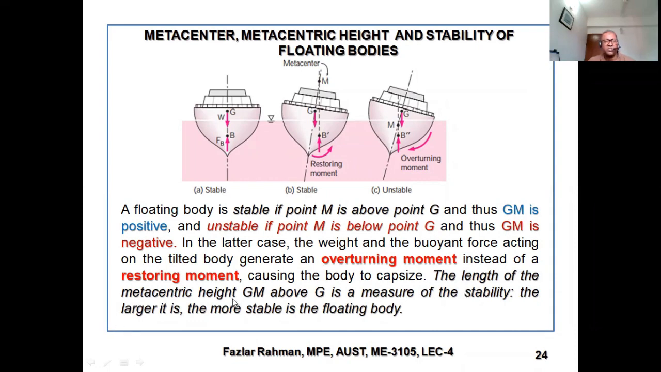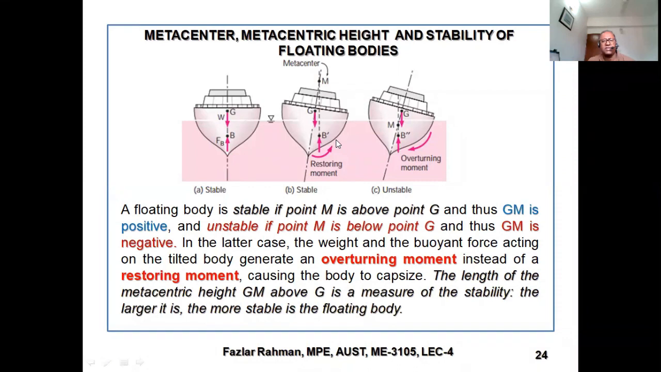The length of the metacentric height, GM, is a measure of stability. The larger the GM, the more stable the body will be. You need to keep the GM as big as possible. If GM is negative, then it will not help. You will have more overturning moment. If GM is positive, then you have restoring moment.